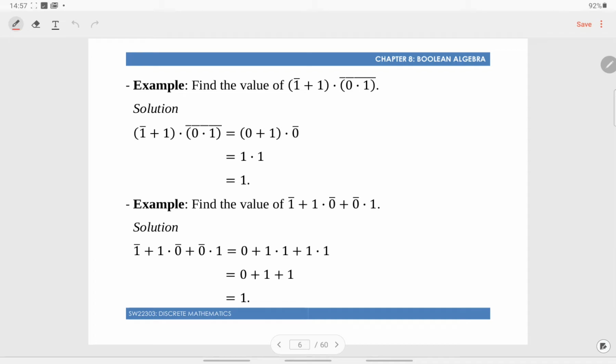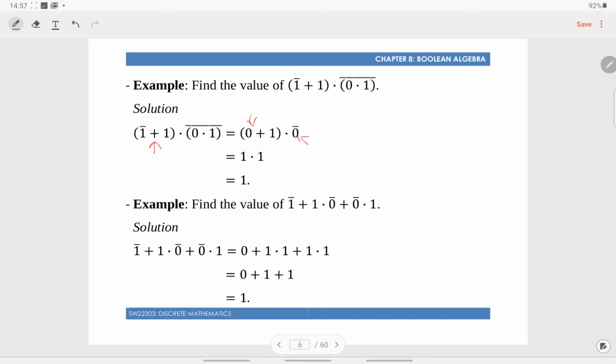The second problem. We have two parentheses, we have complement, we have Boolean product, and also we have Boolean sum. So we start with the parentheses. Since we have two parentheses, we solve both parentheses. In the first parenthesis, we have the complement of 1, which is equal to 0. And in the second parenthesis, we have 0 times 1. 0 times 1 is equal to 0.